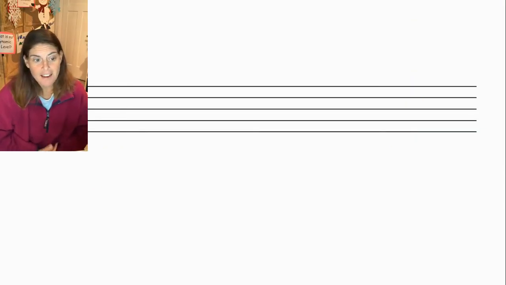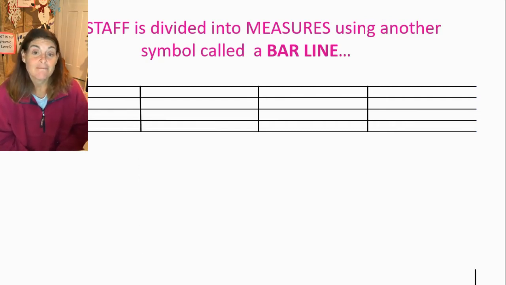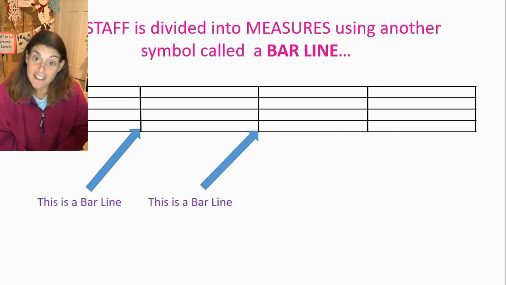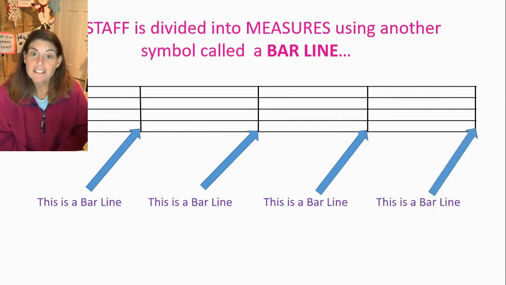Here is a staff. The staff is divided into measures using another symbol called a bar line. This is a bar line. This is a bar line. This is a bar line. And this is a bar line.